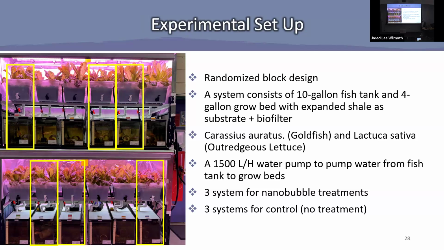We had a water pump to pump the water from the fish tank to the grow beds. So we had 3 systems or technical replicates for the nanobubble treatments and 3 systems for the control, so no treatment added. One replicate that we're considering is a whole harvest cycle, so that's about 28 to 30 days. And these in yellow are the tanks I'm using. They're randomized. Here, this is the control, this is one of the nanos, another control. We have a nano here, control, and then another nano tank right here.